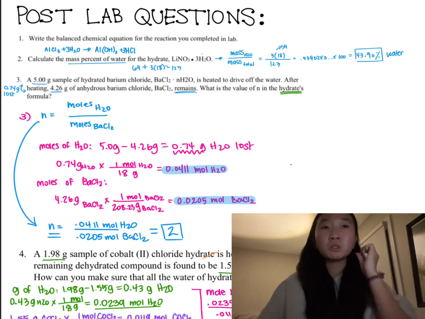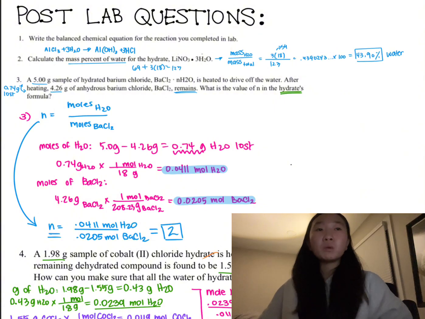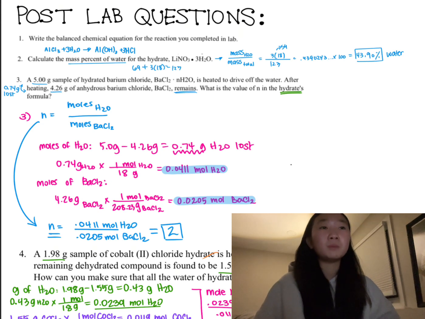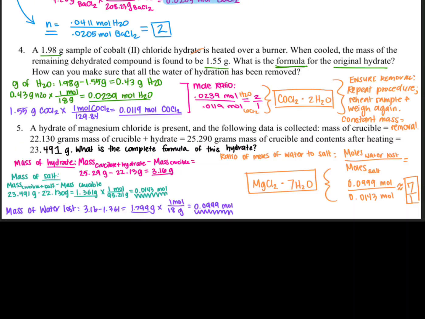In order to get the moles of BaCl2, we took the remaining amount after the reaction, which was 4.26 grams, and then we multiplied this by the total number of moles of BaCl2 over the grams, which was 1 mole over 208.23 grams of BaCl2, and then we got 0.0205 moles of BaCl2. So with these numbers, we plug them back into the formula to get the value of N, which would give us 0.0411 moles of H2O over 0.0205 moles of BaCl2, giving us a molar ratio of 2.